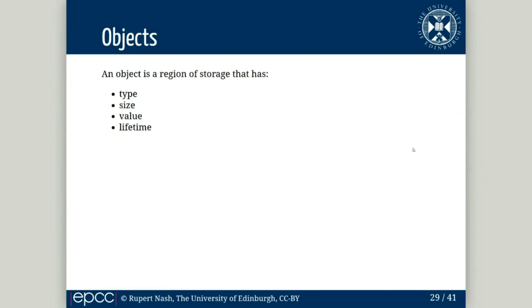Whilst we might expect the type to be important, because that determines some of the operations we do upon it, in C++ the lifetime is also important because we have to manage memory. We have to manage that ourselves. It's not done for us in the same way that maybe Python or a language with a garbage collector like Java would manage.